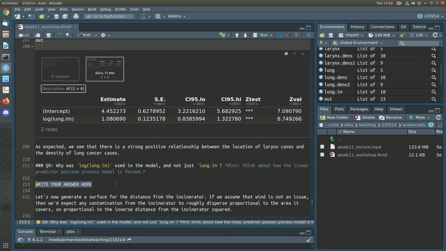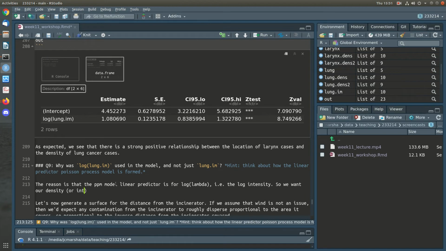I've already answered that. The PPM model linear predictor is for log lambda, i.e. the log intensity. So we want our density or intensity surface for lung cancer to also be on the log scale. Okay, so now that we've modelled it in terms of where people are, we're going to add in the distance to the incinerator and see if that's important.